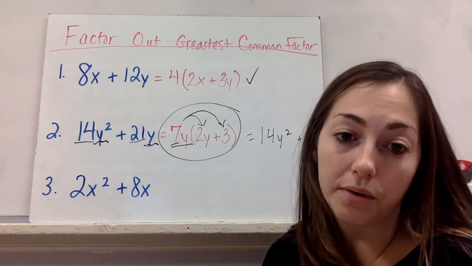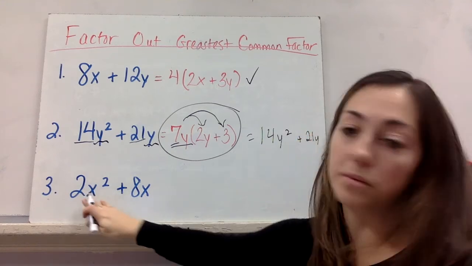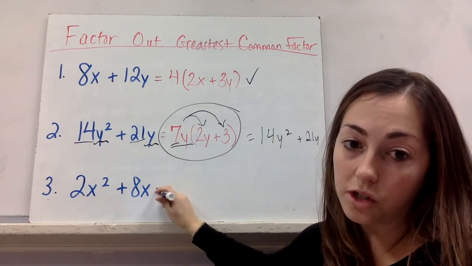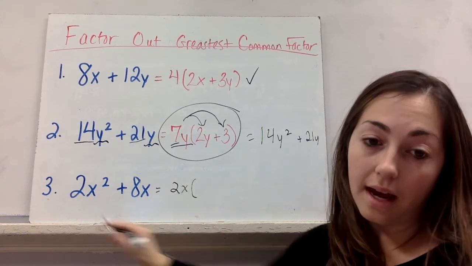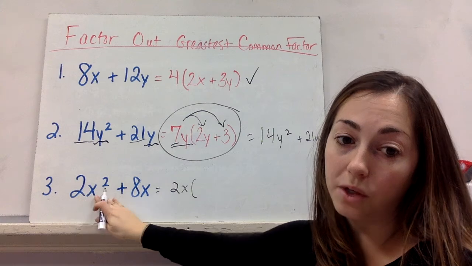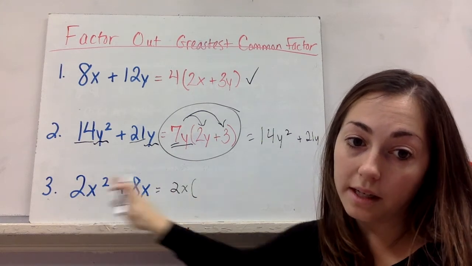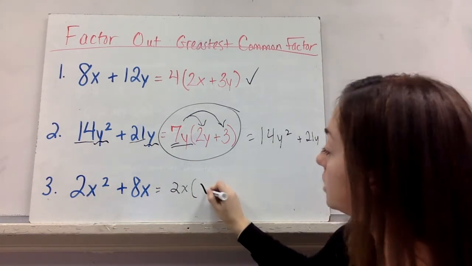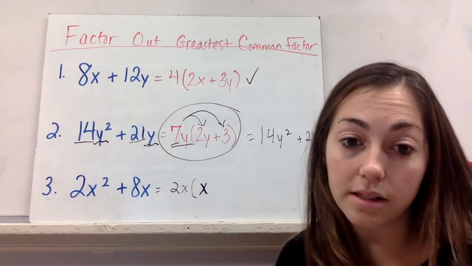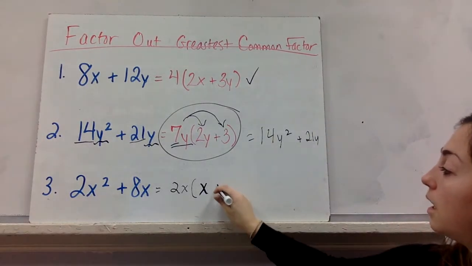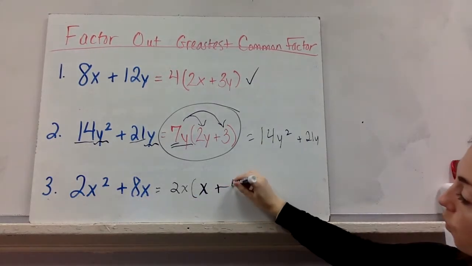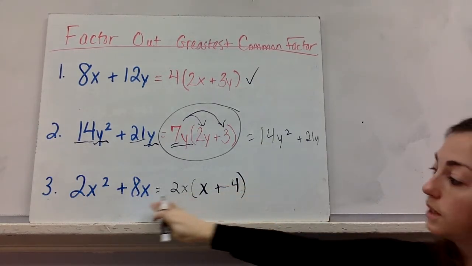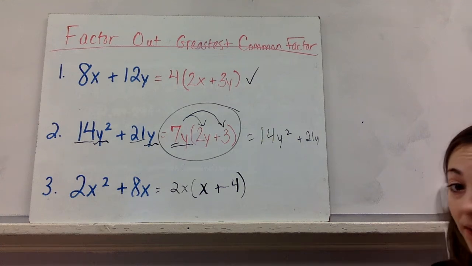Pause the video and try number 3. Hit play when you're done. So between 2x squared and 8x, the largest number I can pull out is a 2. The largest variable is an x. And then when I multiply this back out, 2x times what gives me 2x squared? Well, that's just an x, or 1x. And then plus 2x times positive what gives me 8x? Oh, a 4. 2x times 4 is 8x. And that's my answer right there.